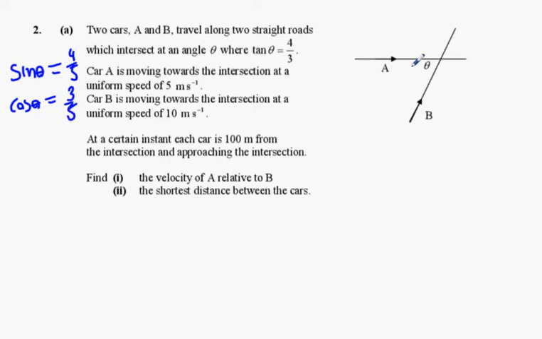A is moving towards at 5, B is moving towards at 10. At a certain instance, each car is 100 meters from the intersection and approaching the intersection. Find the velocity of A relative to B, and then the shortest distance between the cars.